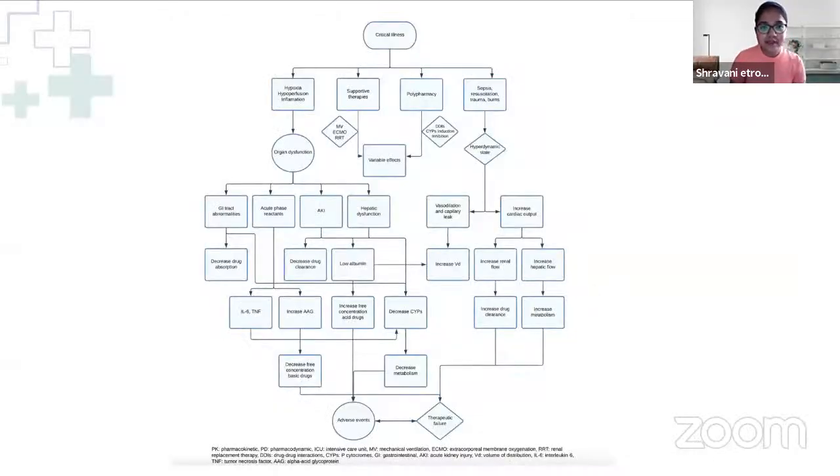And this is a graphical representation of how different pharmacokinetic parameters will affect absorption, distribution, metabolism, and excretion. So ultimately, we have to avoid two scenarios in the patient. We have to avoid adverse drug events, and we should also avoid therapeutic failure. We have to make sure to individualize the regimen in such a way that the patient has more efficacious treatment.